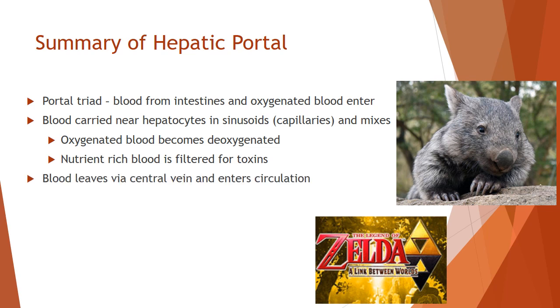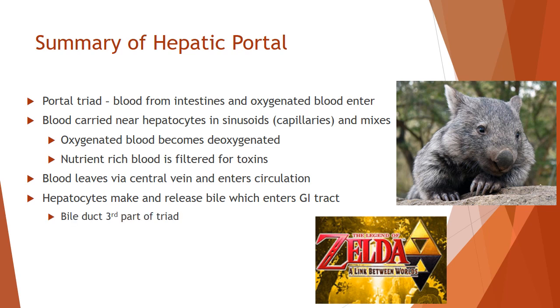But then blood will leave via the central vein, and then it'll go back to the heart, where it can be recirculated throughout. So go back to the lungs, all that kind of stuff. And then the hepatocytes also make and release bile, which is going to enter the gastrointestinal tract, which will then help out the small intestines. And remember, the bile duct is the third part of the hepatic triad. Also important, bile and blood go in opposite directions. Blood's coming in, bile's going out, right?